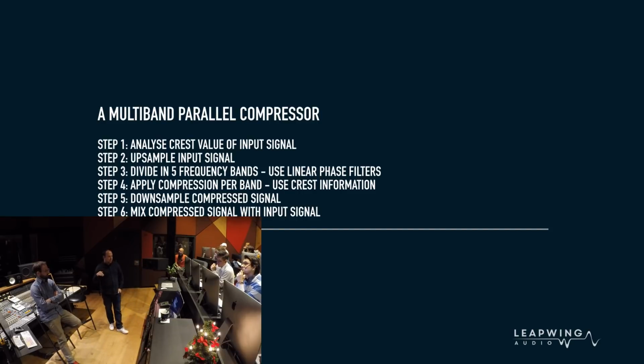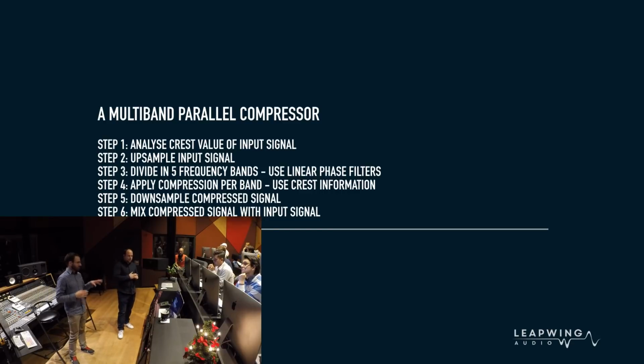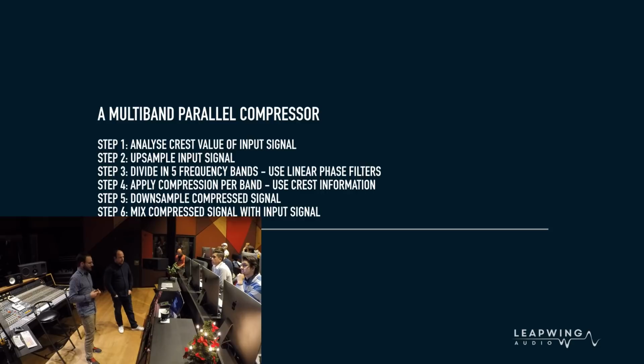So the way we do it, maybe you want to talk about this part? So this is just the general steps that happen inside the plugin, inside DyneOne. So this is also where we started all the way in the beginning. When Roman came up with this idea, this was actually the first thing that was put on paper. So how do you build a multi-band parallel compressor? How does that signal chain work?